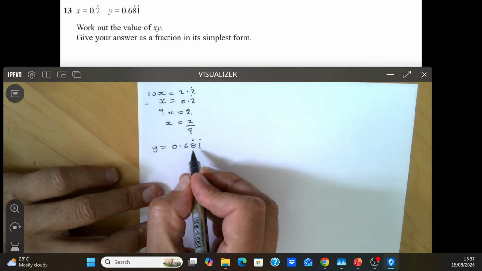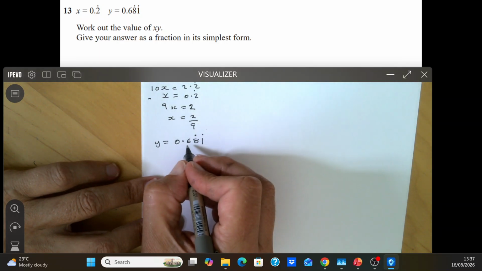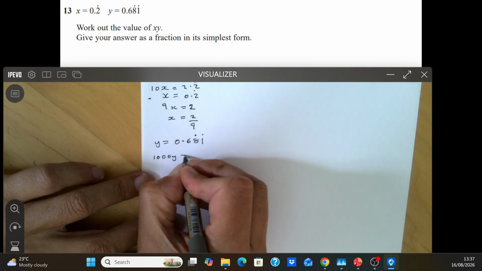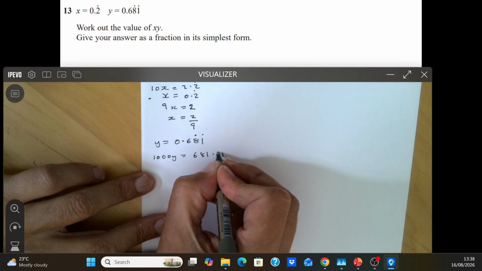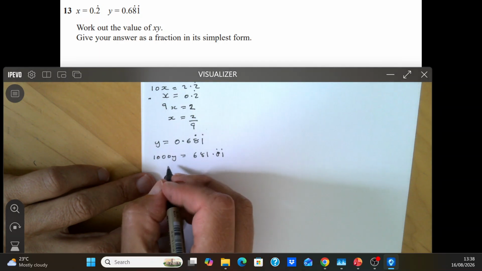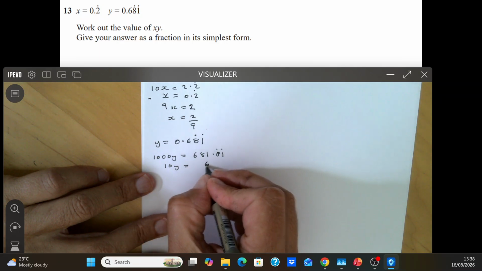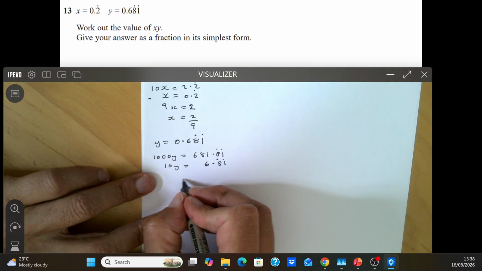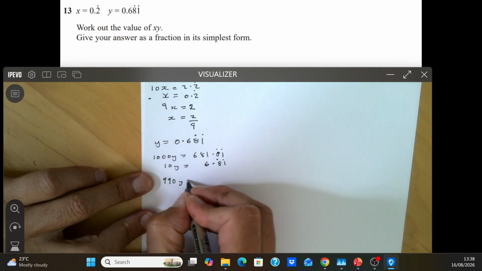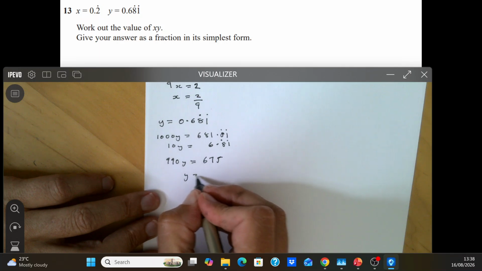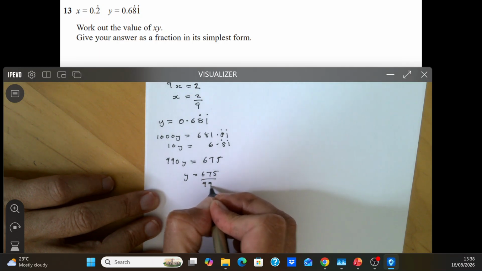0.681 recurring, and it's recurring between the 8 and the 1. So the first thing I need to do is work out what 1000y is, because then I've got the recurring bit isolated to chop it off. I know I want to chop off the 6, so I'm going to use 10y as well. So that gives me 6.81 recurring. So when I take that off, I know I'm only left with the numbers. So 990y must equal 675, which means y equals 675 over 990.